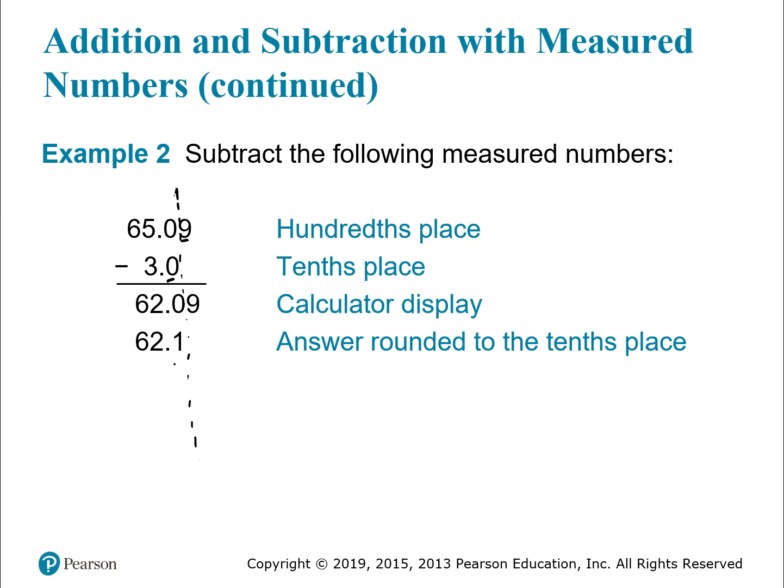Do the subtraction and then do the rounding. I know that my 0 is the last retained digit, so I'm looking at the 9 to decide if I round that 0 up or just drop everything off. 9 is 5 or greater, so we're going to round that 0 up to a 1, and that's it.